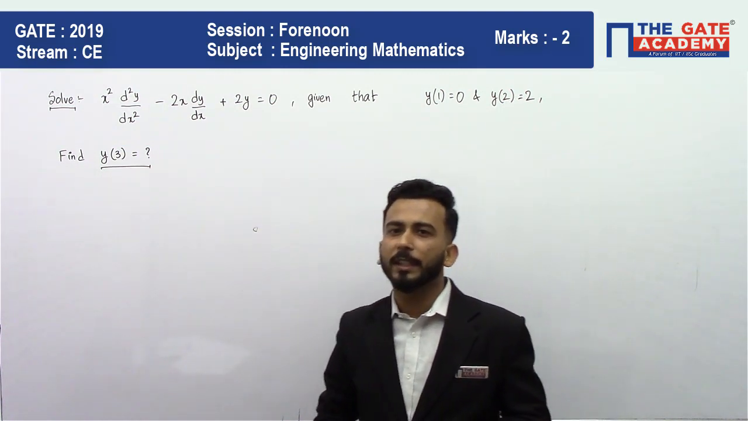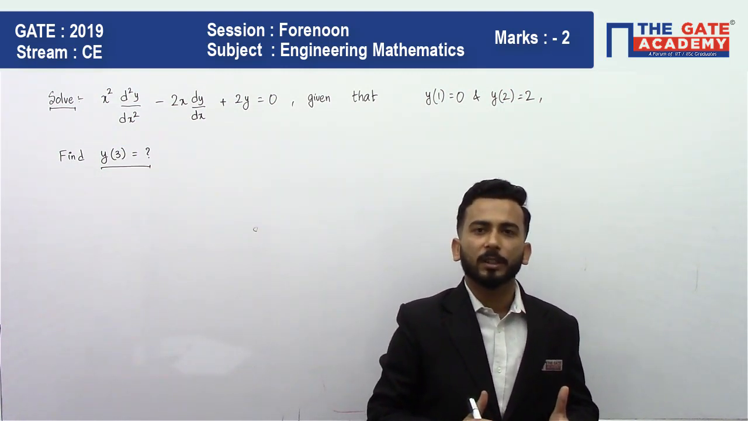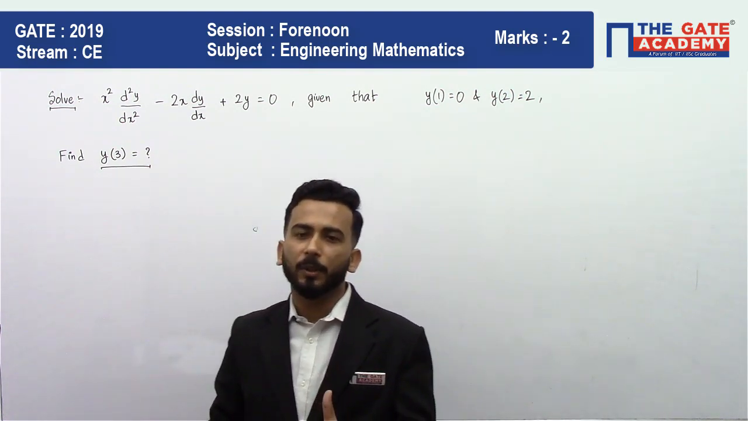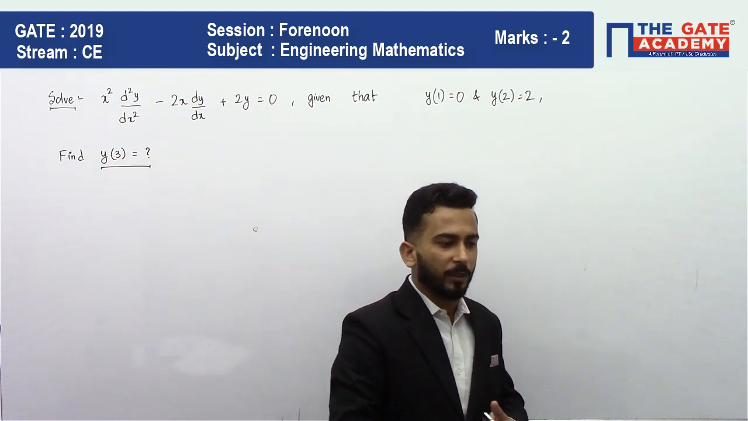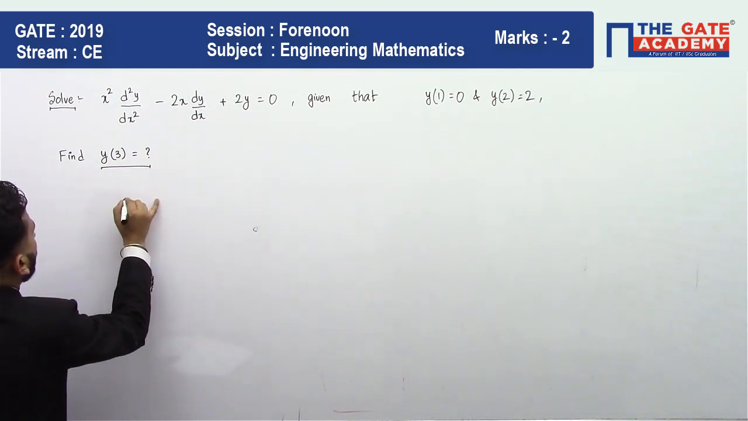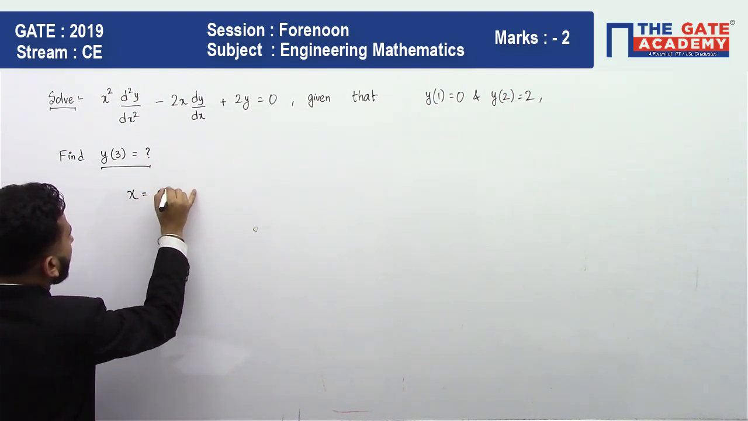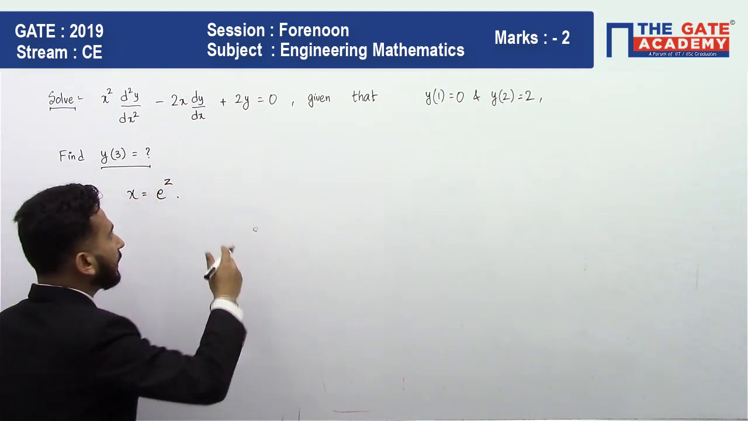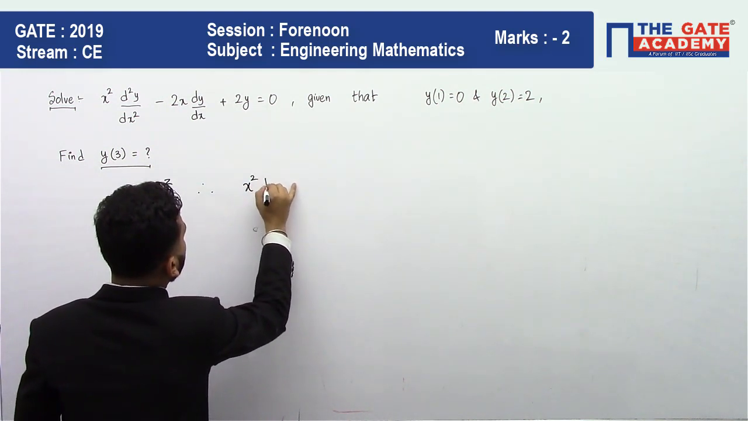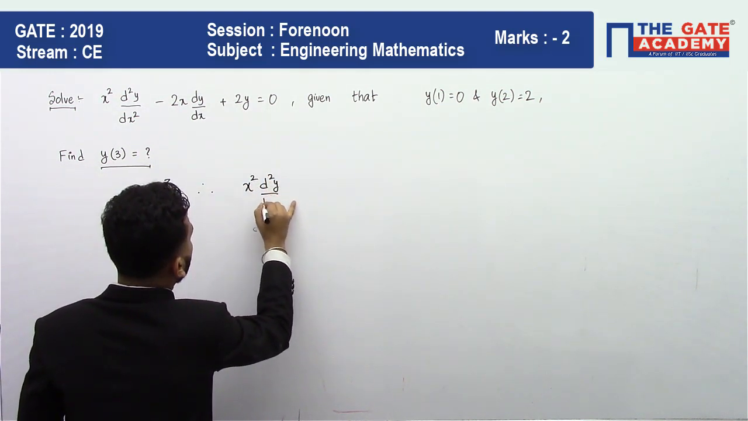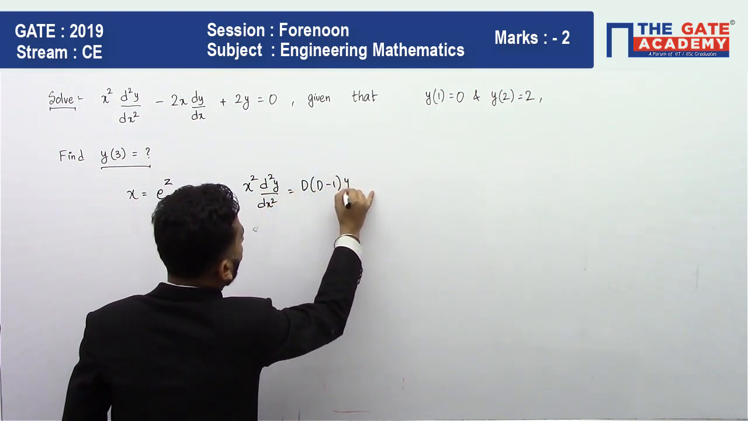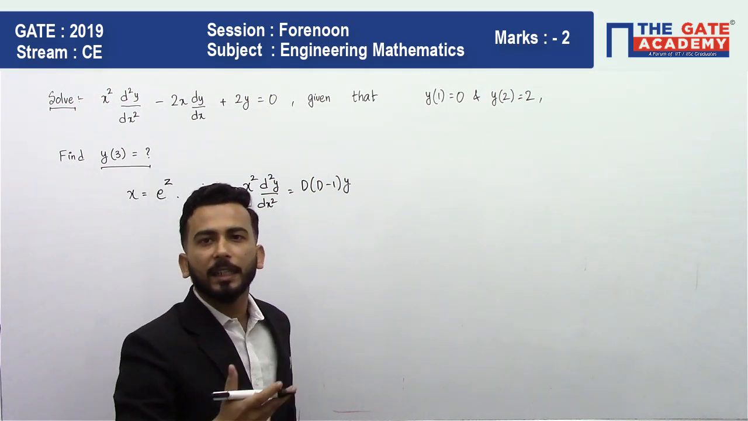So if you see the question, it's a second order differential equation with variable coefficients, which is also called the Euler-Cauchy differential equation. If you remember the substitutions, you need to take x as e to the power z, and substitute x square d2y by dx square as capital D, D minus 1 of y, where capital D is d by dz.